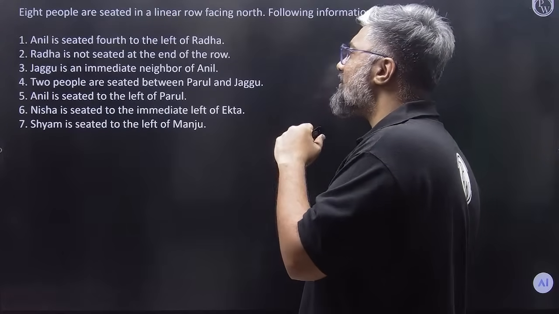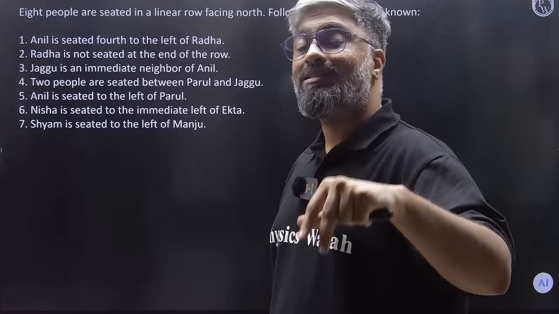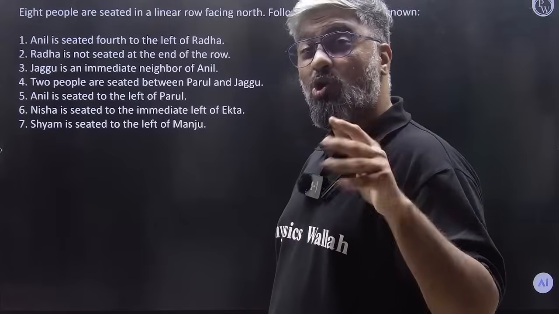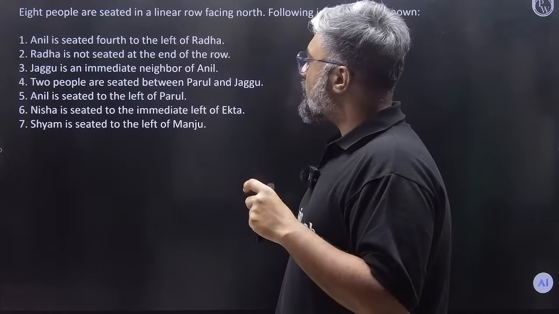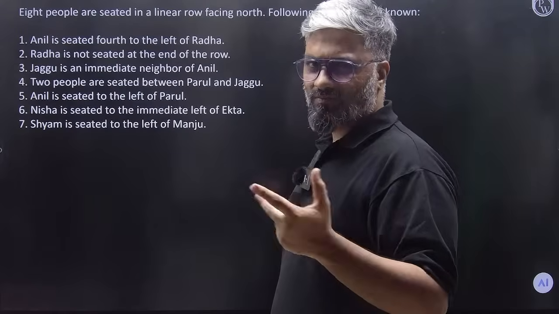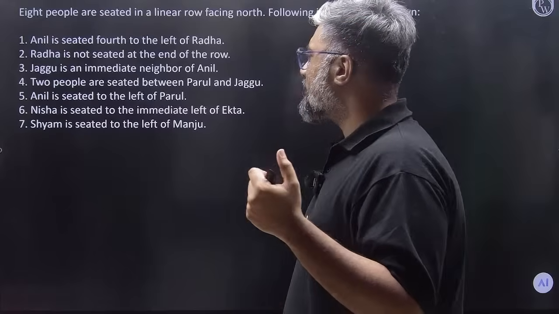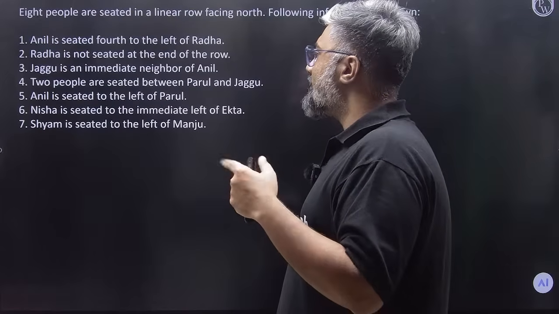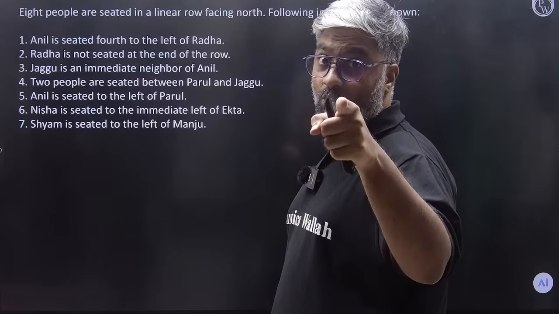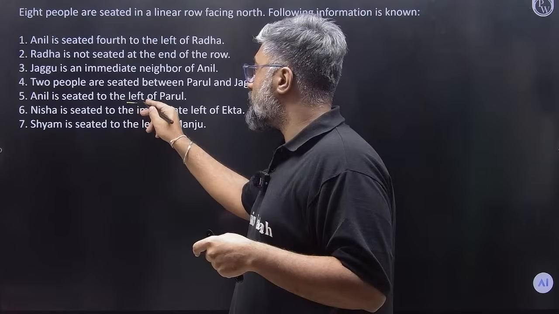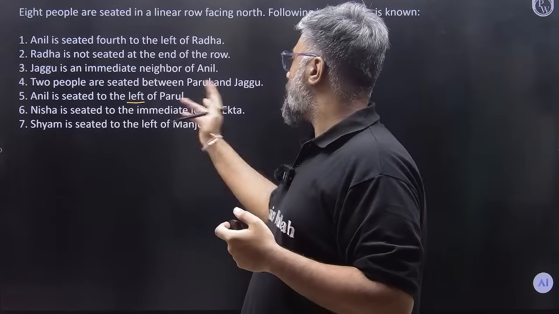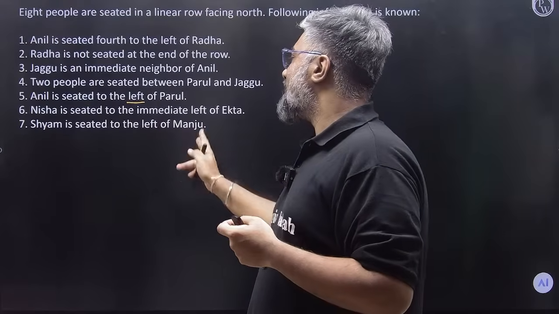Radha is not seated at the end of the row. Had they told us Radha is seated on the end of the row, things would have worked out perfectly for us. But Radha is not seated at the end of the row. Jaggu is an immediate neighbor of Anil. Again leads to multiple cases. 2 people between Parul and Jaggu. Okay. Anil is left of Parul, not immediate left, only left. They've used the word left, not immediate left, so you have to be careful. Nisha is immediate left of Ekta. Shyam is seated left of Manju.